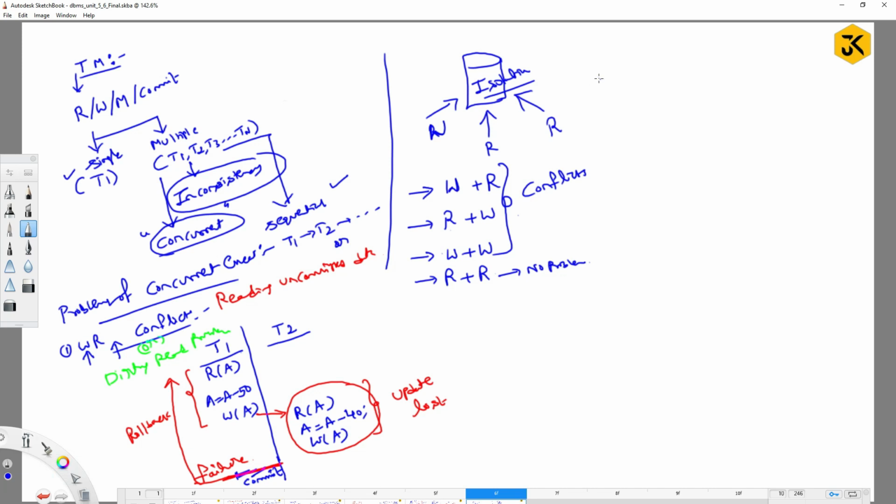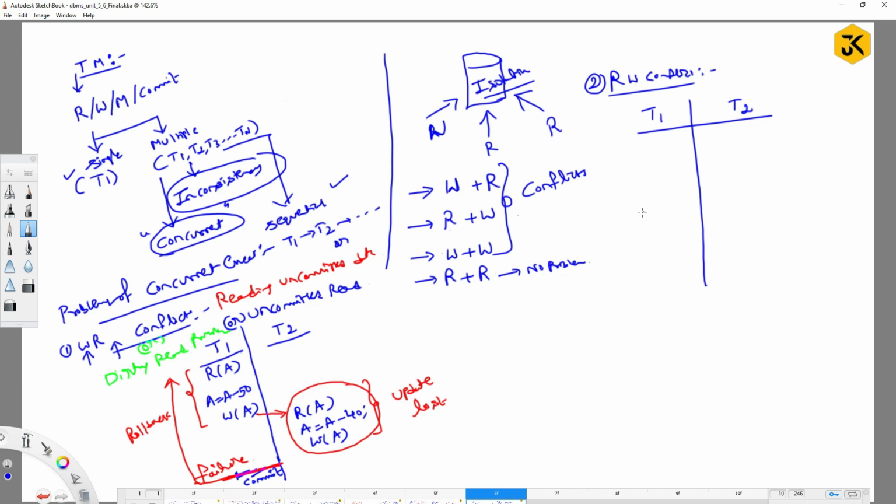This dirty read problem we can also call an uncommitted read. Next one, read-write conflict. In a read-write conflict, if you have a transaction T1 and a transaction T2, we have situations where a read value is followed by a write operation.